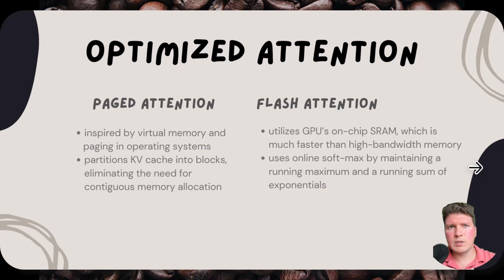It partitions KV cache into blocks, eliminating the need for contiguous memory allocation. This partitioning allows for near-optimal memory utilization.